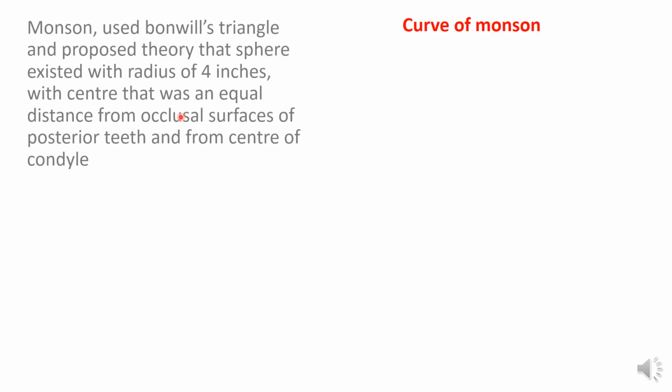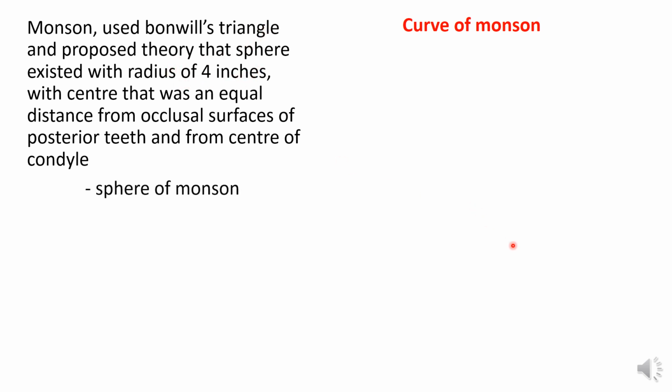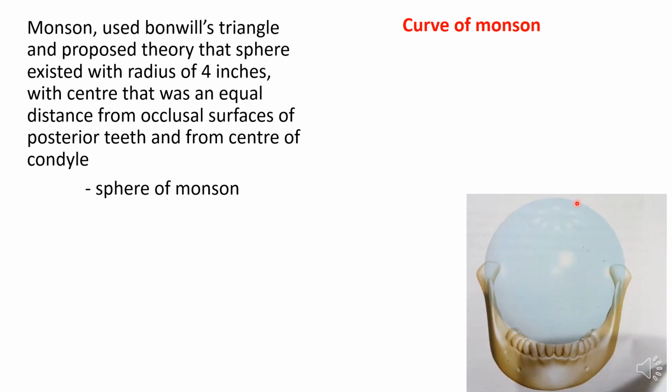Now what did Monson do? He used Bonwill's triangle and proposed a theory, that is the spherical theory. He said that there existed a sphere with a radius of 4 inches, and you can see the center. The center was equidistant from the occlusal surface of the posterior teeth and also from the center of the condyle. That was the sphere of Monson.